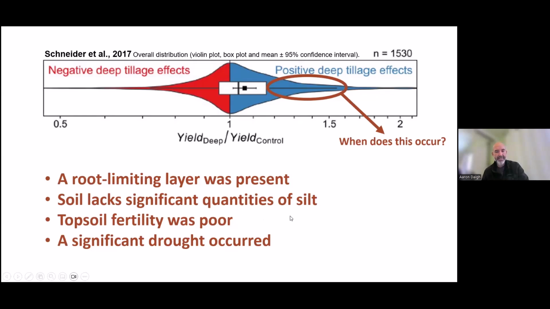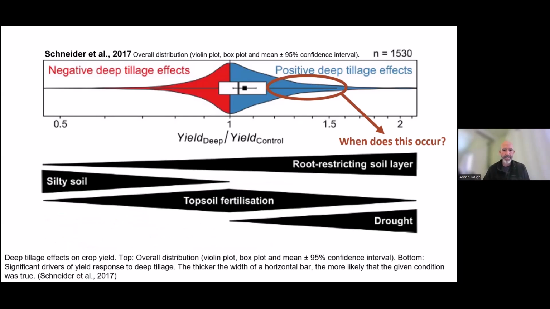Soils that lack significant quantities of silt, or if you have a silt loam soil, don't tend to tolerate deep ripping whatsoever. It's better to just leave the implement in the fence line. Topsoil fertility tended to be poor, and then a significant drought occurred. So this is quite a combination to be in this top 25% performance for deep ripping to actually work, to give a little context for that. And this is just a graphical representation of the same thing that I just showed.